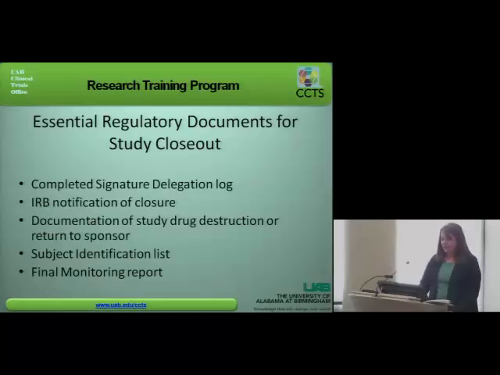Essential regulatory documents for study closeout. These are some of the documents that will be collected by the CRA or will be sent to the sponsor at the end of the study. It will include a completed signature delegation log, notification to the IRB of study closure, documentation of drug destruction or return to sponsor, your subject identification list, which will not be sent to the sponsor. That just needs to be kept in a safe place in your regulatory documents for easy access in case something comes up after the study has closed, and your final monitoring report.